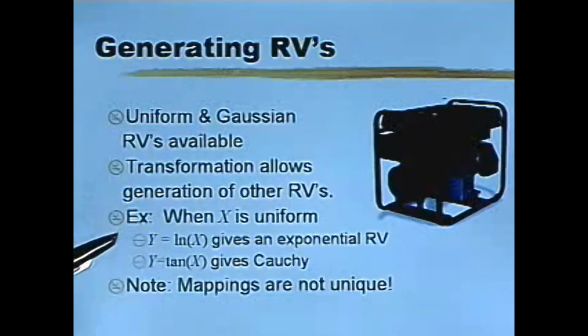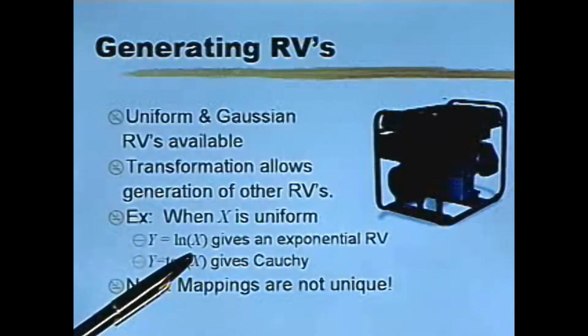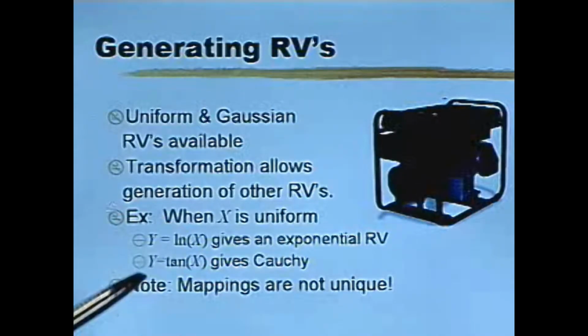Well, when x is uniform, it's not difficult to show that y equals log of x gives an exponential random variable, that is a single-sided exponential, e to the minus x, and y equals tangent of x gives a Cauchy random variable. And again, as we mentioned here, the mappings are not unique.